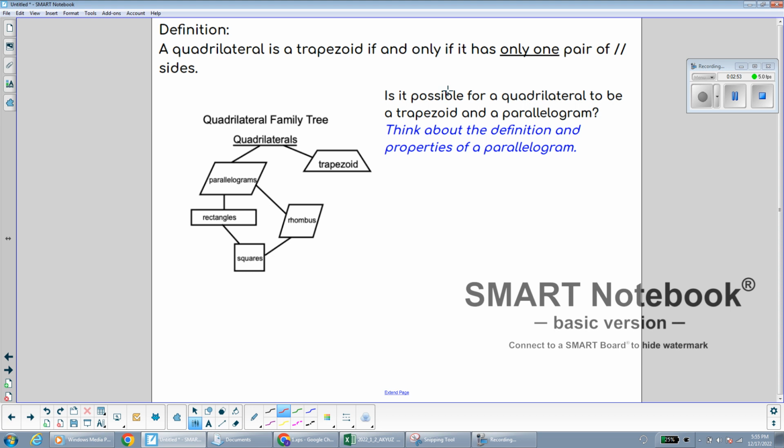So the answer to the question here is technically yes. It depends on which definition you go by. But if your quadrilateral has only one pair of parallel sides, then it's for sure not a parallelogram. Then it's for sure a trapezoid. Because to be a parallelogram, it does need to have two pairs of parallel sides. Both pairs of opposite sides need to be parallel to be a parallelogram.